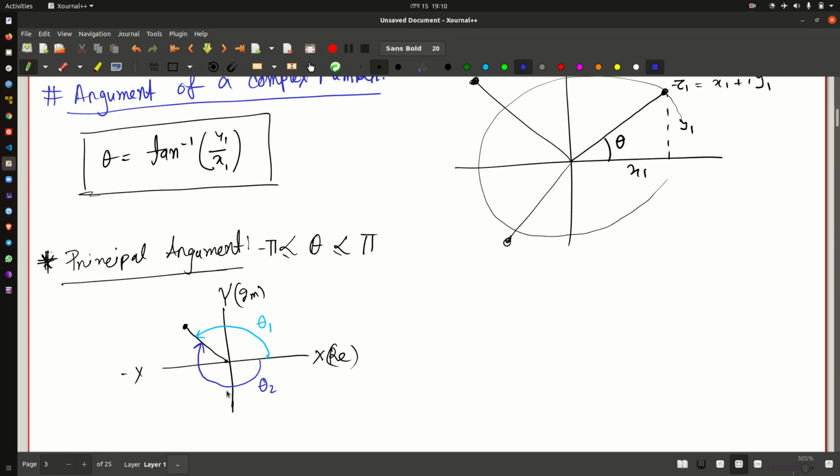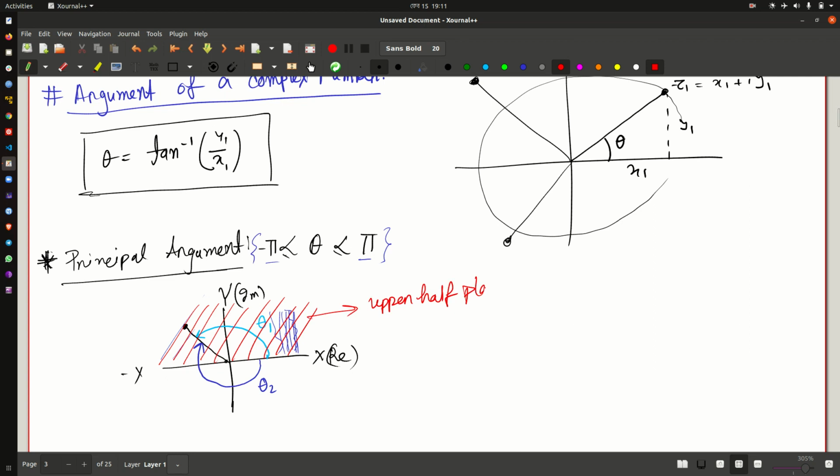is the principal argument, and the reason the principal argument is bounded by this is because if you notice the upper half plane, let's call this the upper half plane, that means the plane on this side. Let me use another color to denote that. This is the upper half plane, and this is the, oops, they look like the same color, I guess, and this is the lower half plane.